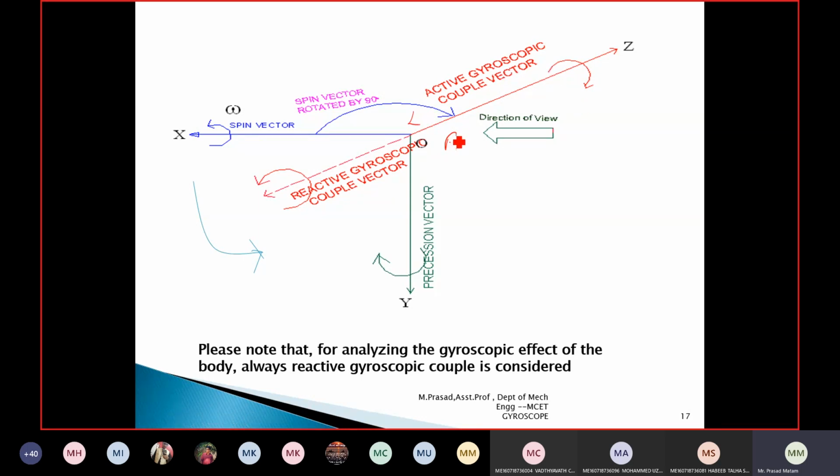L is the left side, R is the right side. The active couple is moving from the left hand to the right hand. Now how does the reactive couple have to move? Opposite to this. It is moving from the right side to the left side. You can see it started here. It is moving from the right side to the left side. This is how we can analyze.